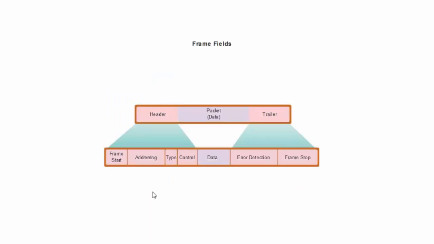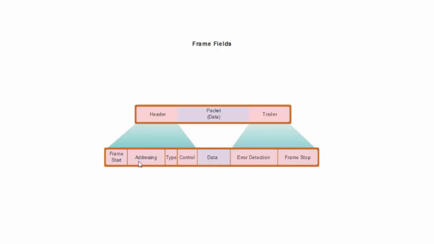So it defines the header to include these 4 fields, and which includes the frame start and frame stop. So the frame start and frame stop indicate to the receiver that this is the start of a new frame and this is the end of the frame. So the frame start and stop simply define the beginning and end of a specific frame.